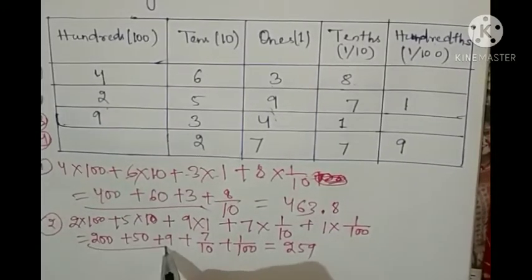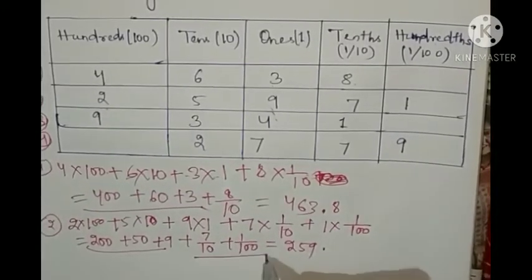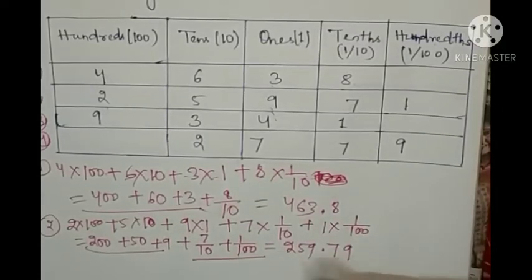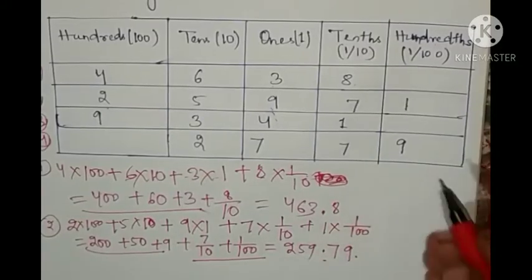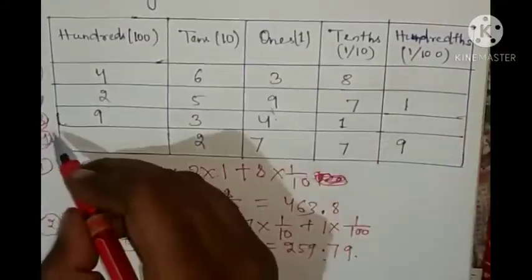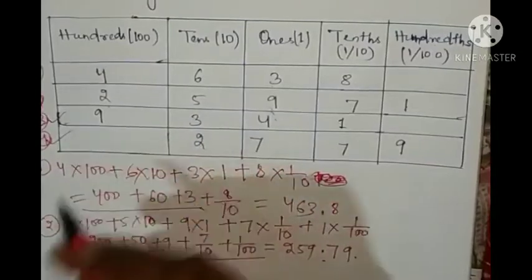259. Then put point. Then 7, 9. So 10th place 7 and 100th place 9. Like this you can easily find the decimal number of third and fourth. Okay.